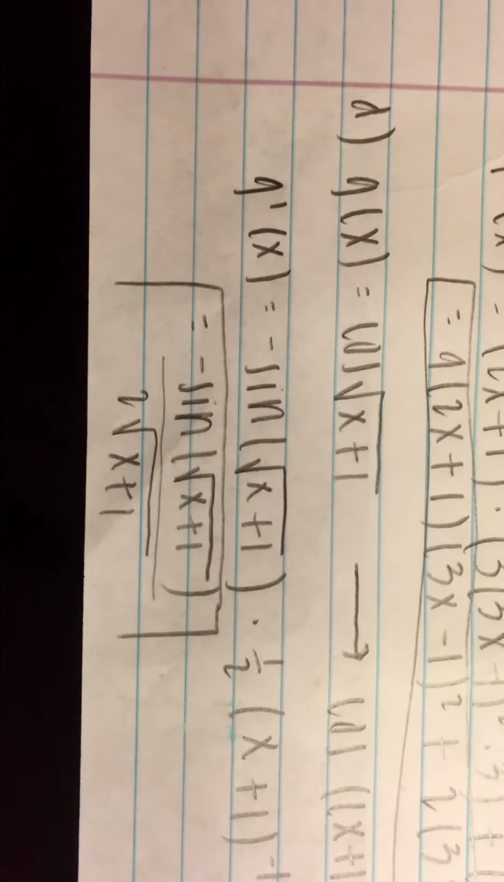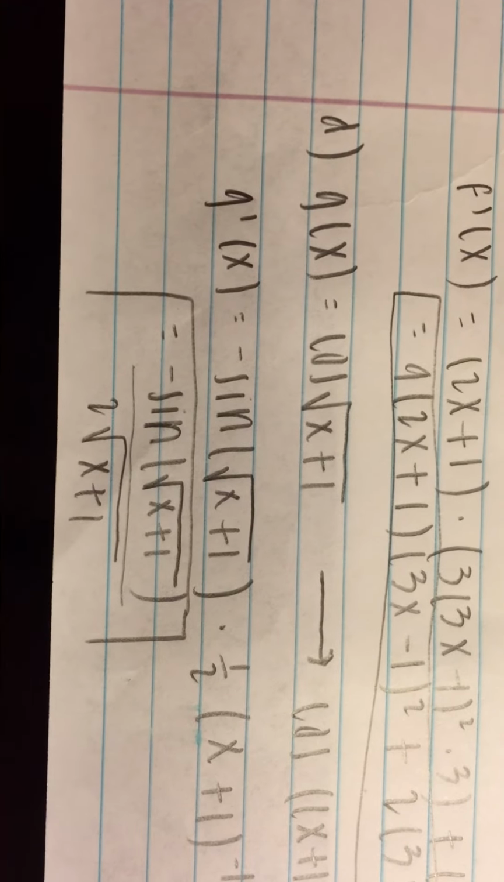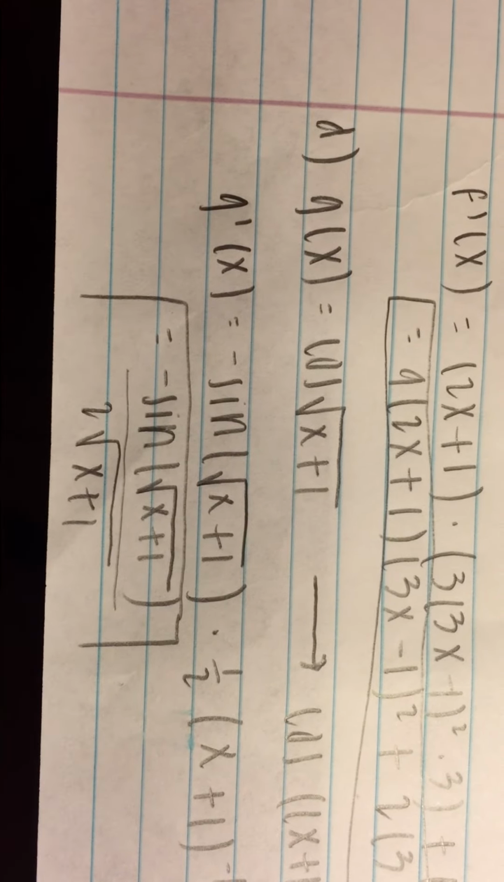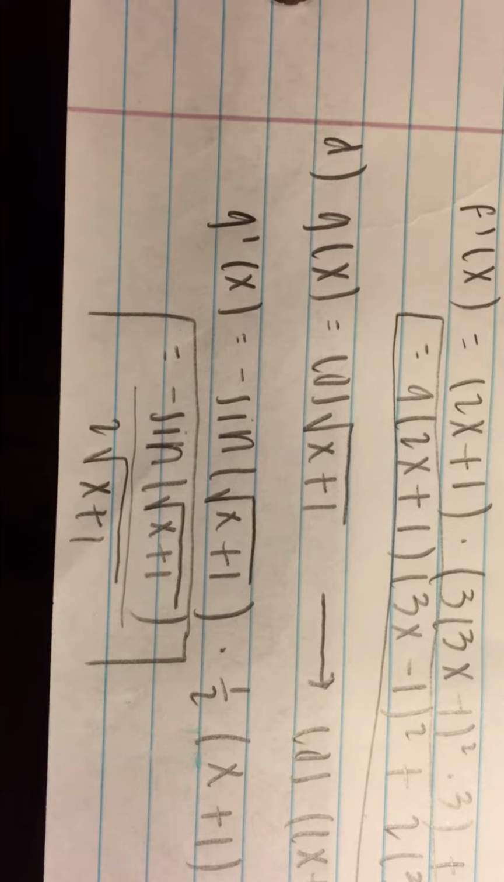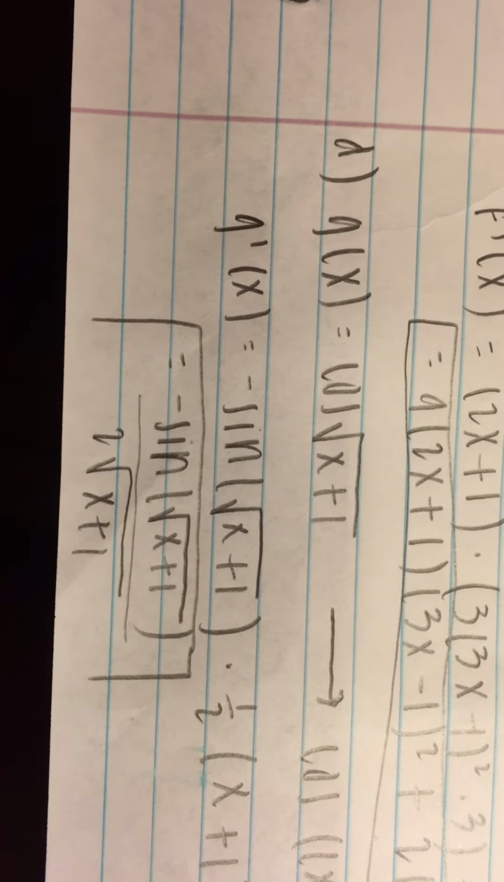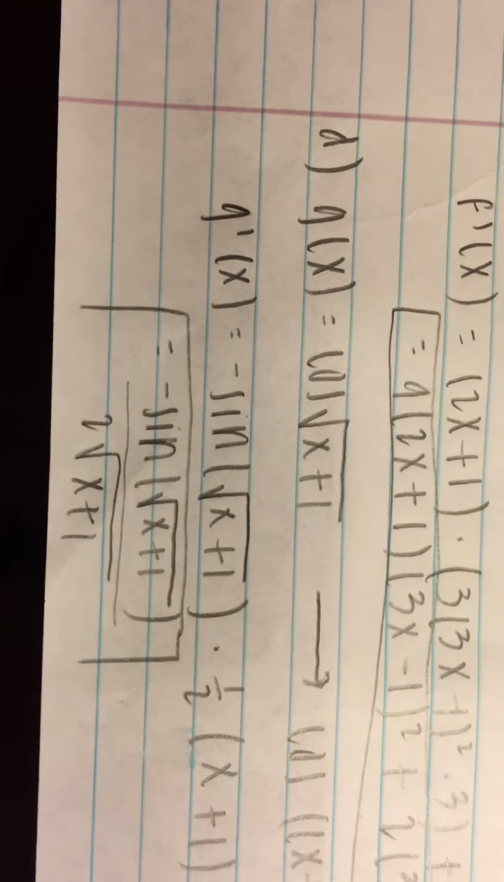And when you simplify that, you'll be left with negative sine root x plus 1 over 2 times root x plus 1 as the answer.